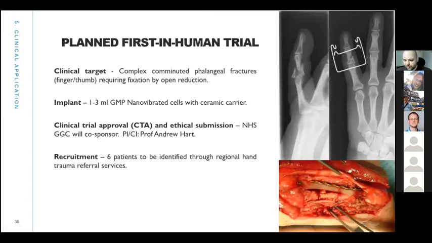Our first human trial, sorry for the gruesome image, is planned to be a set of hand fractures. We're working with a local clinician, Professor Andrew Hart, who will recruit 6 patients locally in need of graft material of around 3 cubic centimeters. And we'll use our granules and cells as a graft material. And this 6-patient study will be a safety study, aiming to check that the stem cells are safe for human use before moving on to larger bone defects, where we're looking for signs of efficacy.